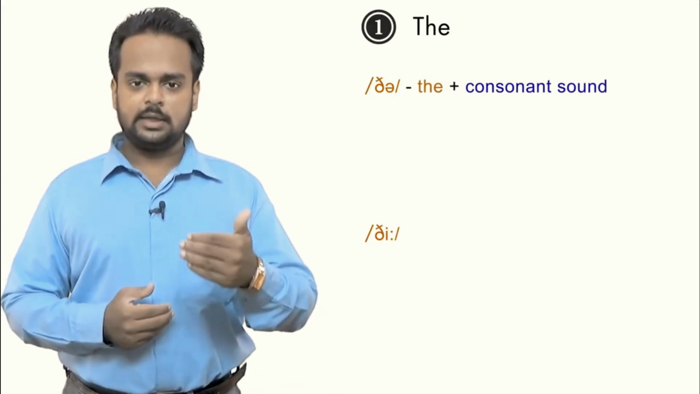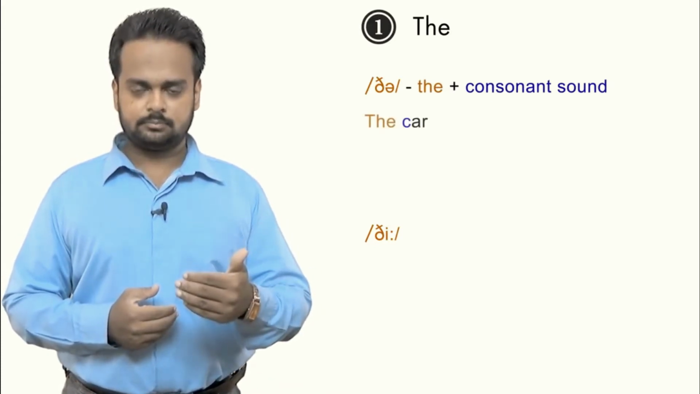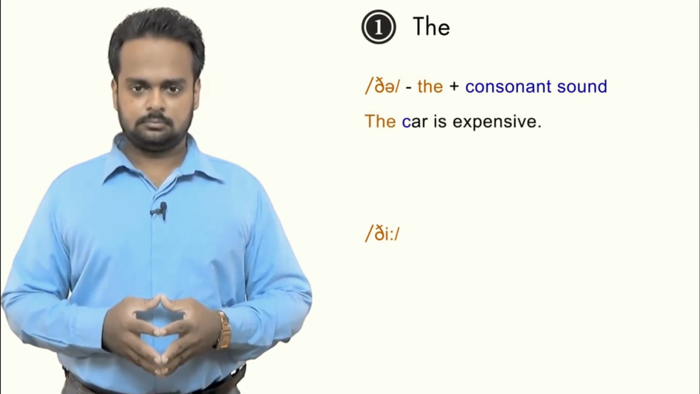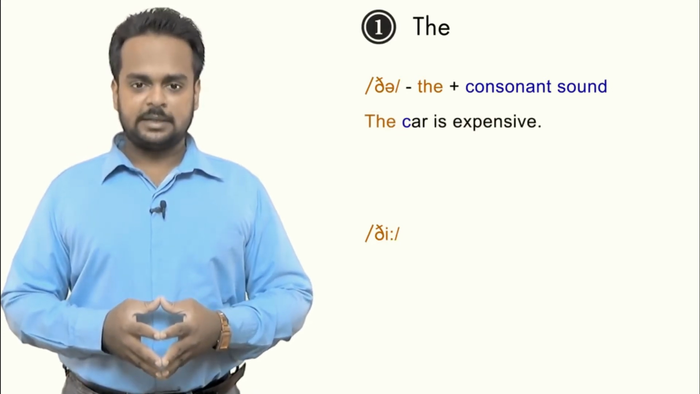Our first word is "the." This word has two forms, "the" and "thee." We say "the" if the following sound is a consonant sound. The car. The car is expensive.